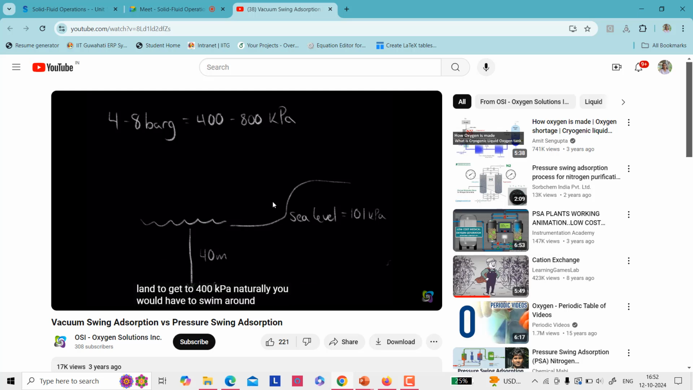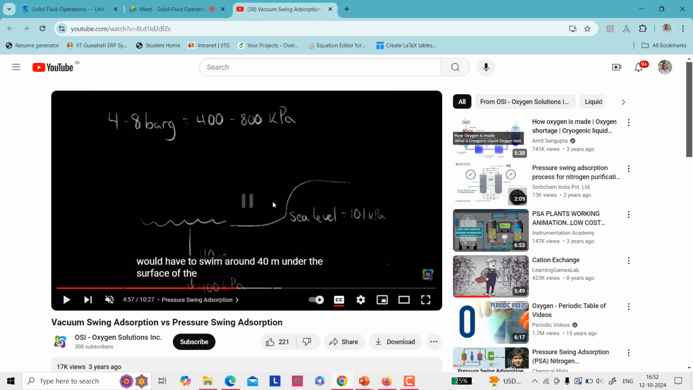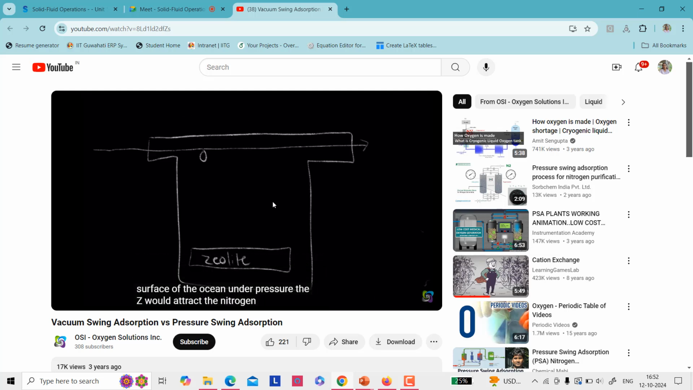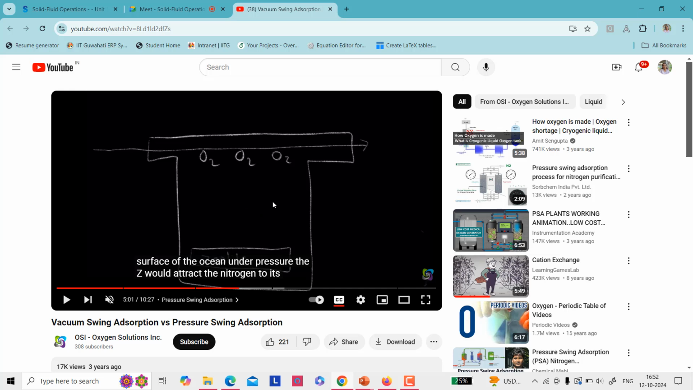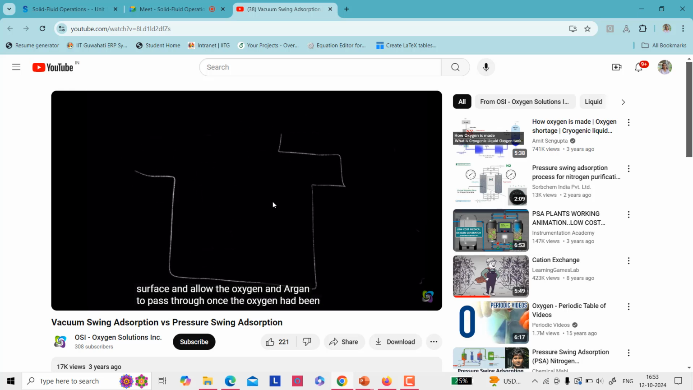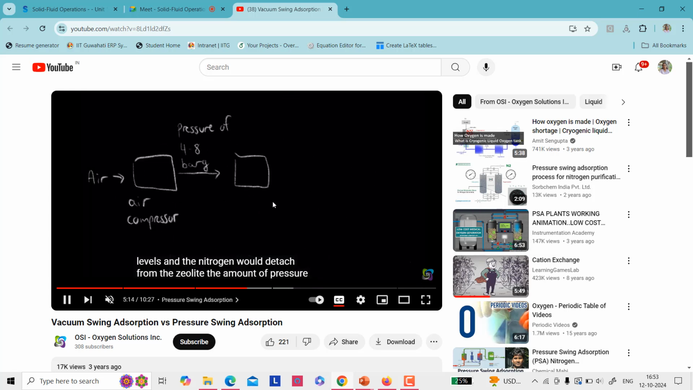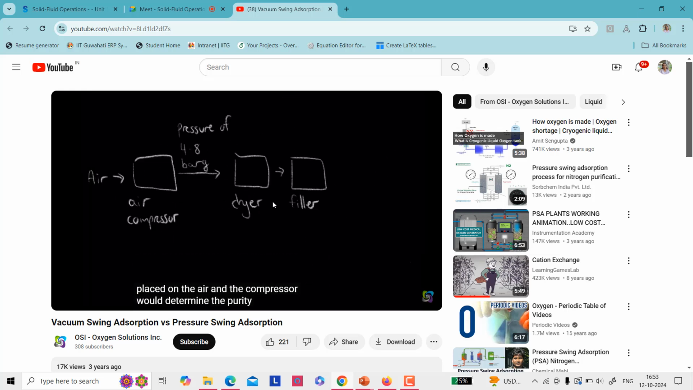The pressurized air would then pass over the zeolite, which would attract the nitrogen to its surface and allow the oxygen and argon to pass through. Once the oxygen had been separated from the air, the pressure would be released to normal atmospheric levels, and the nitrogen would detach from the zeolite. The amount of pressure placed on the air in the compressor would determine the purity of the oxygen produced. As such, the pressurizing process is both the means to force the nitrogen to stick to the zeolite plate, and the means to clean off the plate once the air is separated.